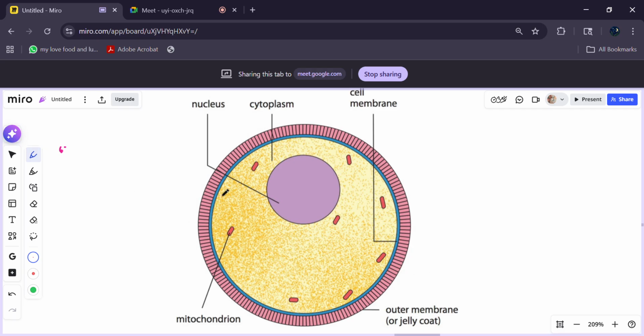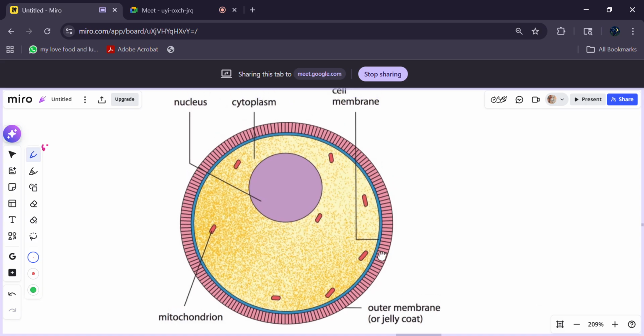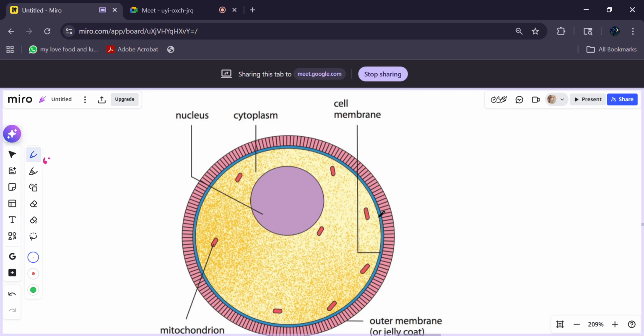Now, the cytoplasm contains a small amount of yolk, and the yolk acts as an energy store after fertilization occurs. The egg is surrounded by a cell membrane, which in turn is surrounded by an outer membrane, or a jelly coat, and the outer membrane changes during fertilization. It is this membrane that is broken down by the sperm enzymes located in the acrosome.